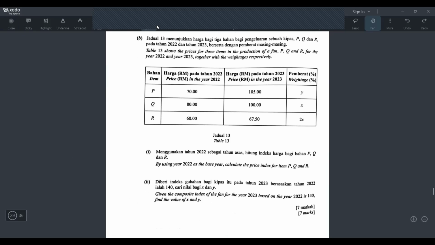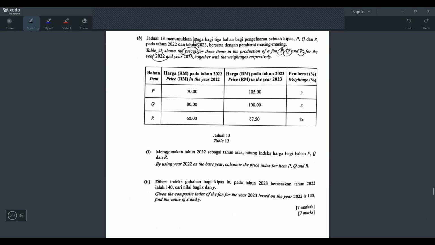Okay, so B, they give us a table. Let's read. Table 13 shows the price, it means Q, price is Q, for 3 items in the production of fan PQR. So PQR is the keyword. Later when you read the question, you have to look for this keyword. And if the question never mentions any of this keyword, it means you have to take the composite index, the average.